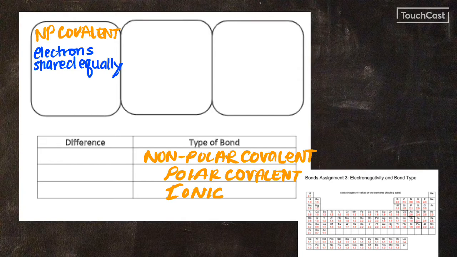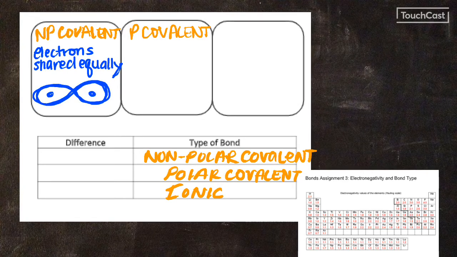What that looks like when electrons are shared equally is you have one element, a second element, and we spend equal amounts of time around both elements. So the electrons are shared equally.